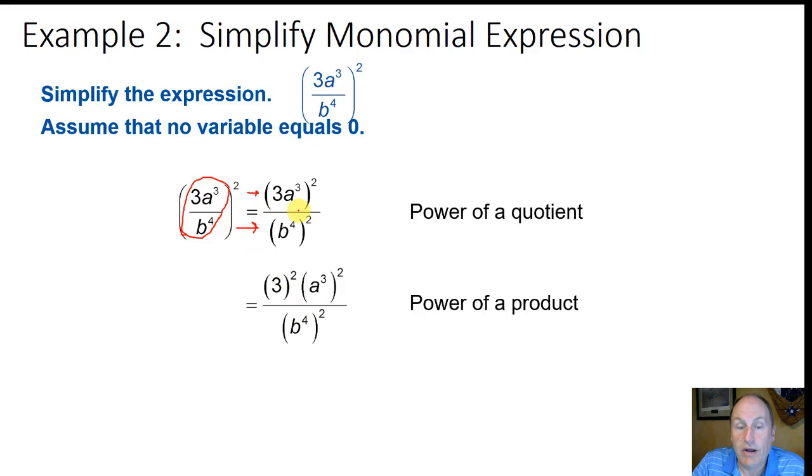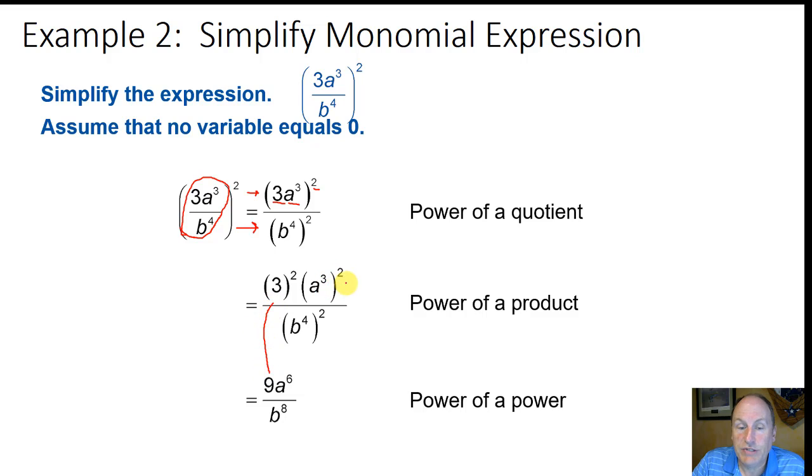So now we're going to break out each part of it. So 3a to the third, all raised to the second power, is the same as 3 to the second power times a to the third to the second power. I've broken out each of those parts and raised them to the second power as a result of the power of a product. Finally, in the denominator, b to the fourth raised to the second power, we're just going to leave it alone. So if we take 3 to the second power, that's 9.